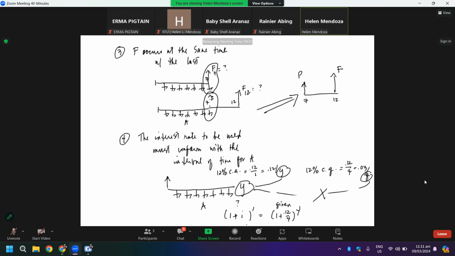The significance of the more than once a year compounding can be taken from the difference between the nominal rate of interest and the effective rate of interest.